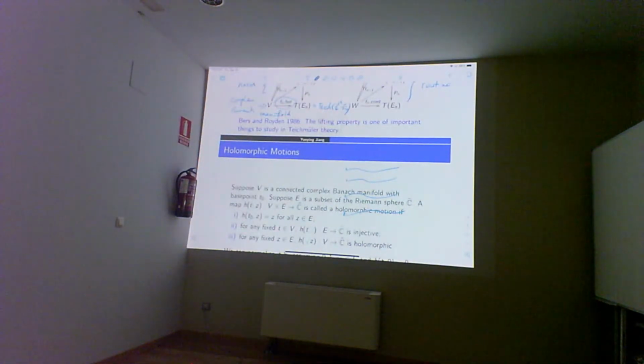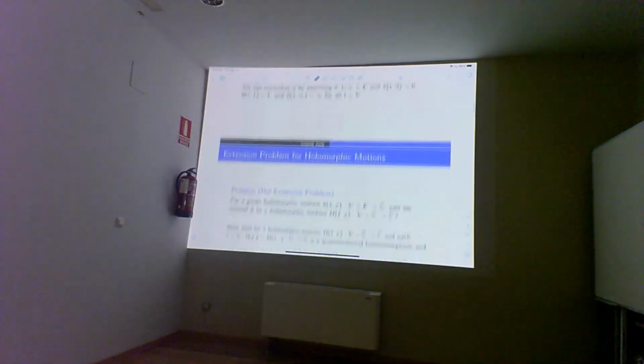Bers and Royden 1986, immediately after this concept was introduced, realized this one is related with Teichmüller theory. Basically, it's some kind of fundamental thing in the study of Teichmüller theory.